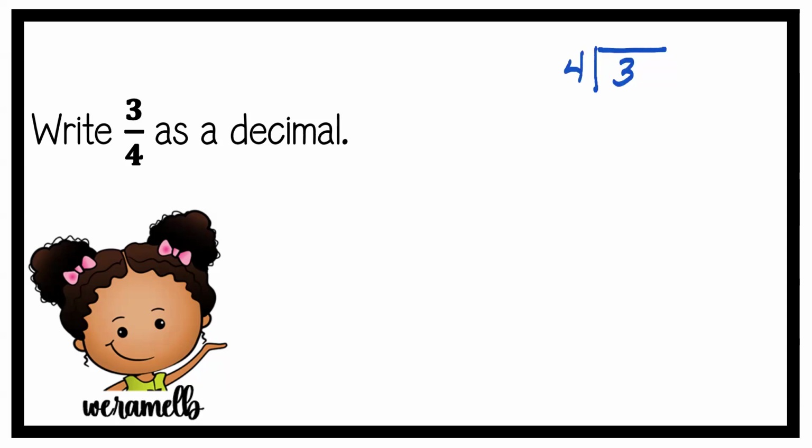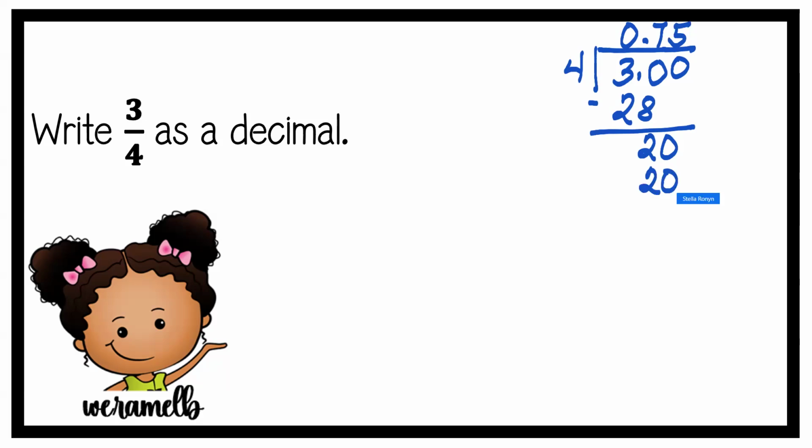How many 4s go into 3? Nothing. So we add another 0. How many 4s go into 30? We will have 7 because that is 28. Let's subtract, and let us add another 0. Let us see what happens. 20. How many 4s go into 20? 5, that's 20. And then if we subtract that, we stop dividing.